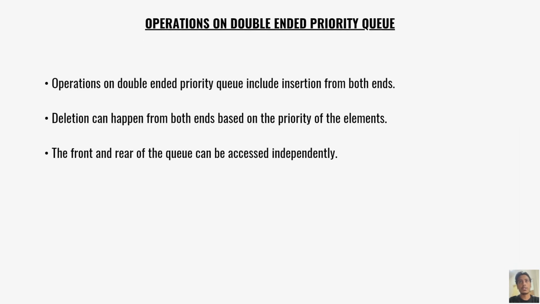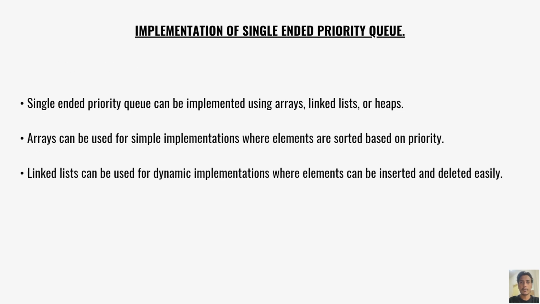Next, we will move to operations on double-ended priority queue. Operations on double-ended priority queue include insertion from both ends. Deletion can happen from both ends based on the priority of the elements. The front and rear of the queue can be accessed independently.